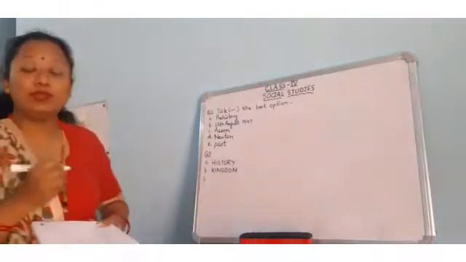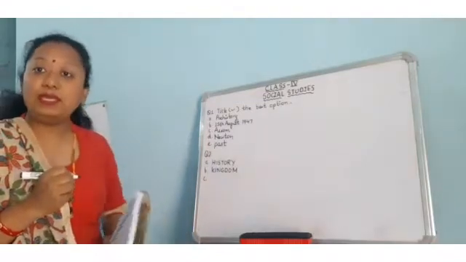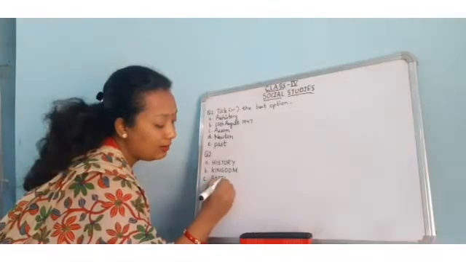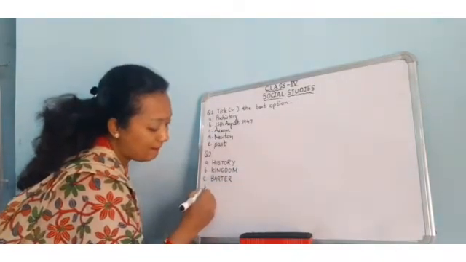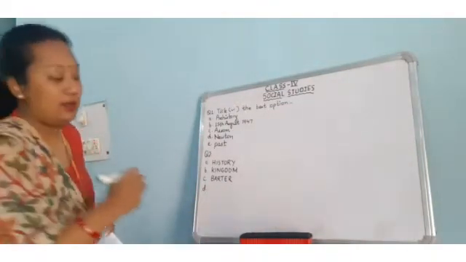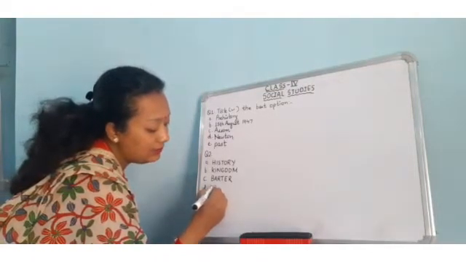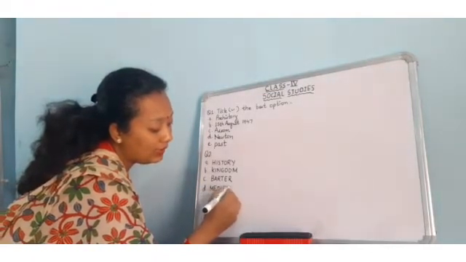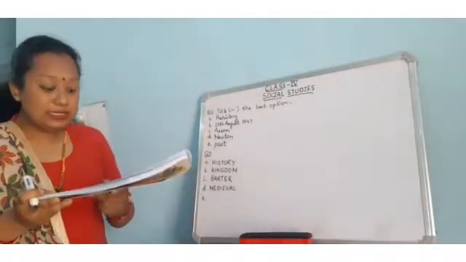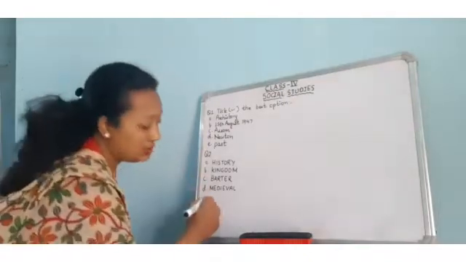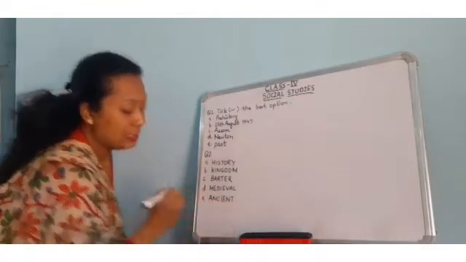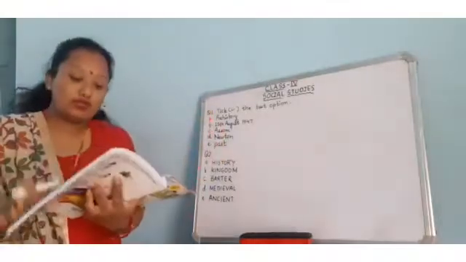Kingdom. Then number 3rd is ERTBAR. It is barter. Barter system. BARTER. Then number D is MEEIDVAL. It is medieval. MEDIEVAL. Then number 5th is ANTCIEN. It is ancient. ANCIENT. Ancient. Then come to the next question.